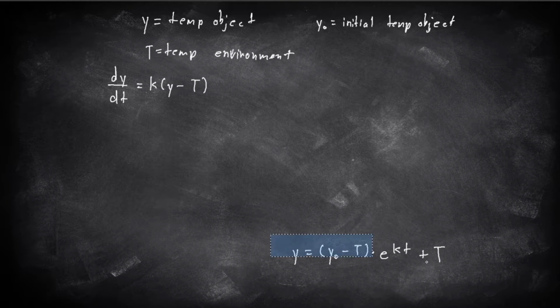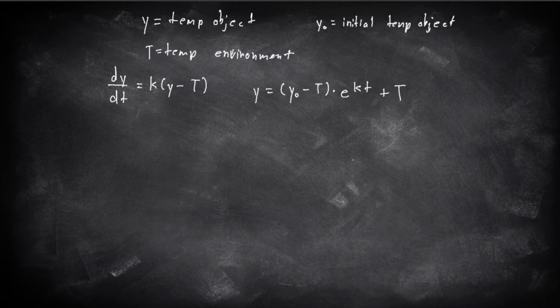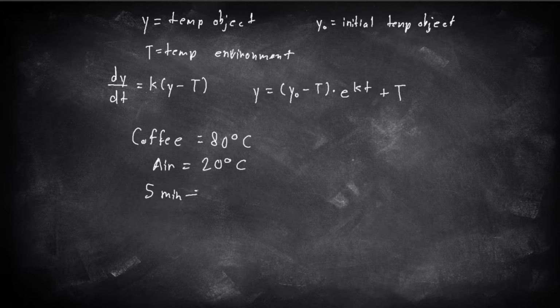Newton's law of cooling. So to understand this, let's try an example. Let's say we have a cup of coffee, and it's initially at 80 degrees Celsius, and the air, which is the environment around it, is 20 degrees Celsius. And let's say in 5 minutes, it became 50 degrees Celsius. So what is the temperature of the cup of coffee in 10 minutes? And what is the rate at which the temperature is changing at that point?